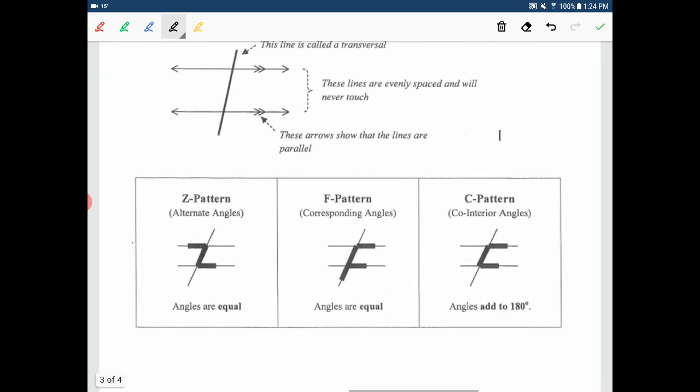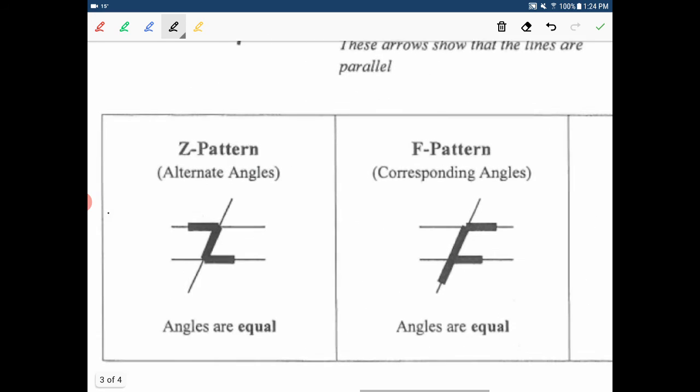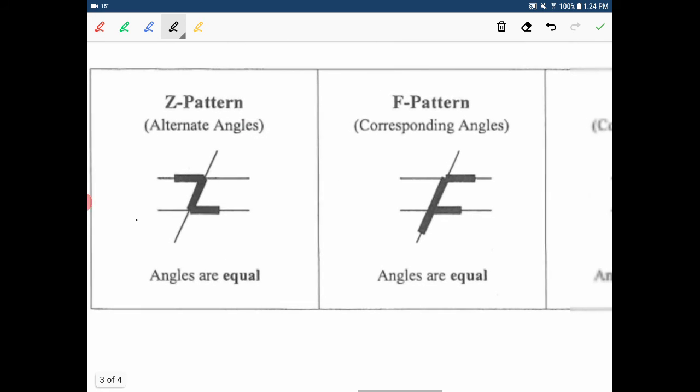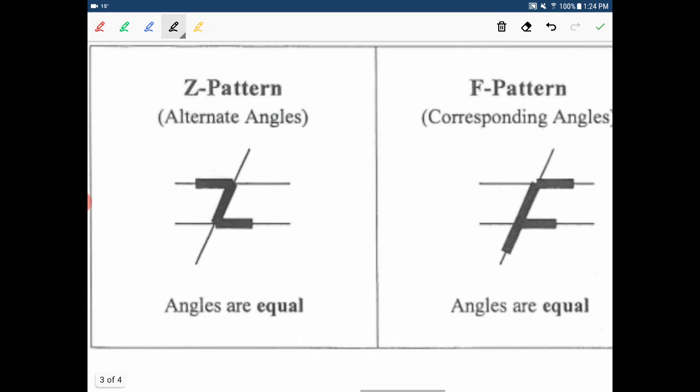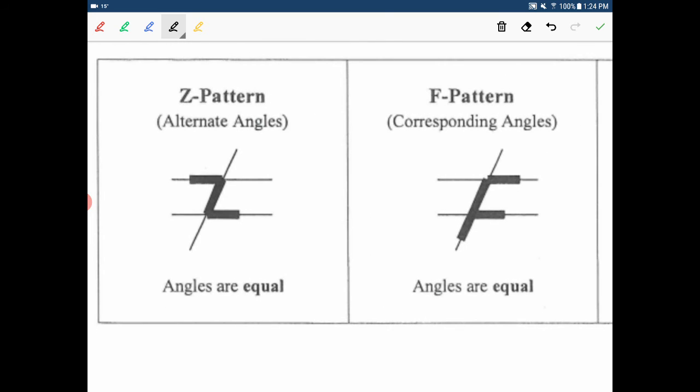Let's see. Oh, and then we got our Z pattern, F pattern, C pattern. These ones are fun. Okay, if you've got the Z pattern, which is sometimes called alternate angles, that's what it's really called, but nobody calls it that. Everybody calls it Z pattern. It just means that if you've got an angle in like there and an angle in there, they're going to be equal to each other.